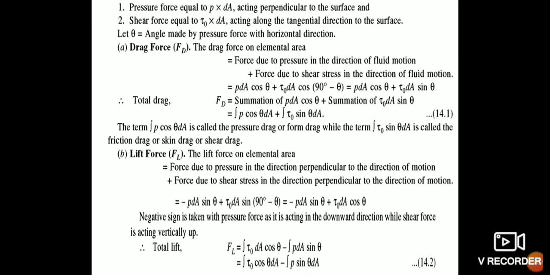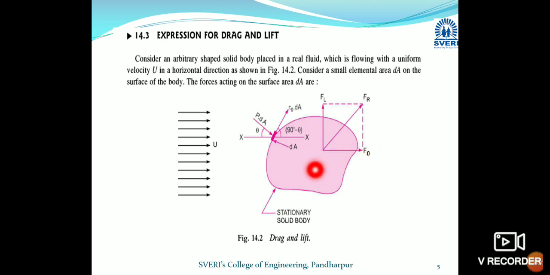Okay, now let us consider one arbitrary shaped body, this orange color body, submerged in a fluid, and this fluid is moving with velocity u. Now we are interested to find out the total drag force acting on this particular body and the lift force acting on the body.